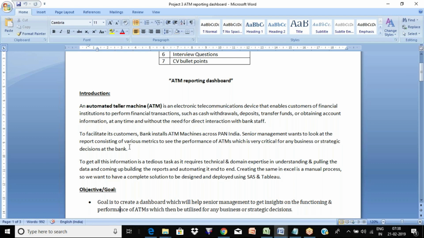Just an intro. Now, to facilitate its customers, the bank installs ATM machines across pan India. Senior management now wants to look at a report consisting of various metrics to see the performance of the ATMs, which is very critical for any business or strategy decisions for the bank. And to get all this information into an Excel and do the count of transactions, summing up all the balances, basically coming up with all those in the Excel will always be a manual task, right?